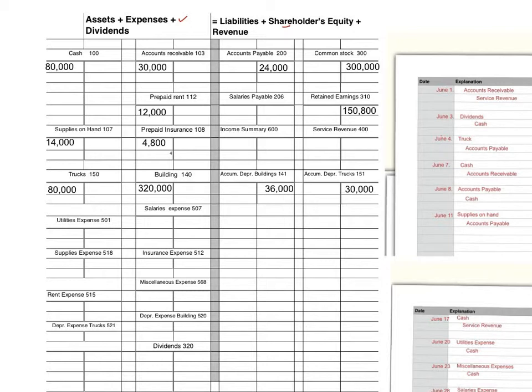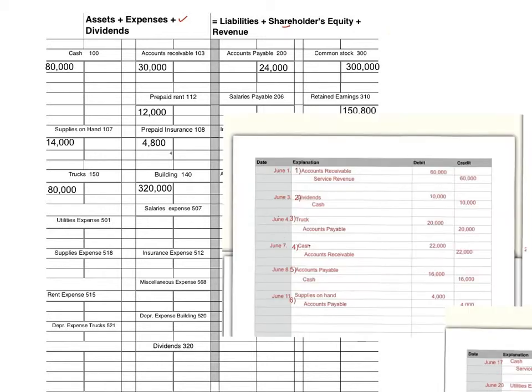We have salaries payable with nothing in it, and we have the service revenue account 400, and the expense accounts have nothing in them because we are just beginning the transactions of June 1st. What we're going to do now is post these transactions to the T accounts. I've numbered each of the transactions: June 1st, transaction 1, June 3rd, transaction 2, June 4th, transaction 3, and so on. That's just for simplicity. I could put the date in, but I'd rather put the numbers because we're a little tight on space.